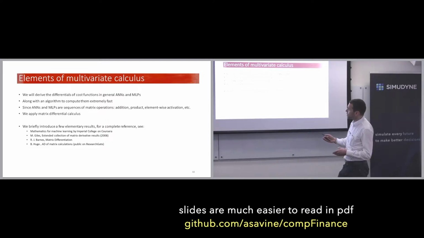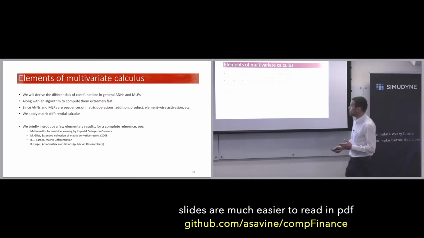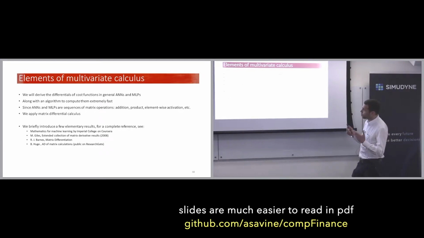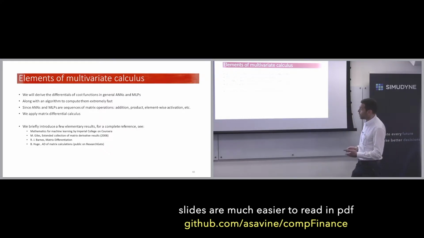Since ANNs and especially MLPs are sequences of matrix operations, we add matrices, we do matrix products, we activate matrices or vectors, more exactly element-wise, etc. In order to derive these differentials, we will have to apply matrix differential calculus. So I will introduce the few elementary results that we will actually use.